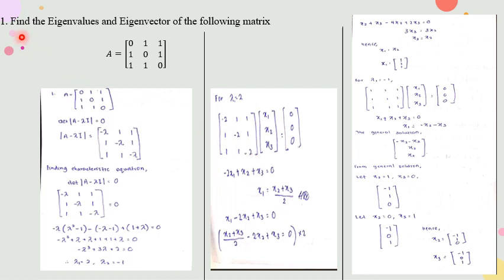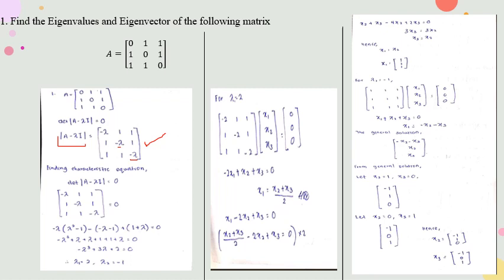For question number 1, the question asks to find the eigenvalues and eigenvectors for the following matrix. The given matrix is 0, 1, 1, 1, 0, 1, 1, 1, 0. So this is my first step, where I find A minus lambda times the identity matrix, and I will get this new matrix, which is negative lambda 1 1, 1 negative lambda 1, 1 1 negative lambda.